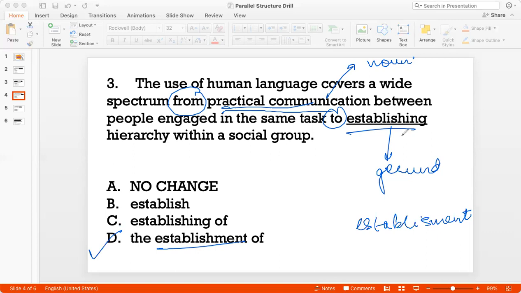Now, as I said, establishing and establishing of, none of these make sense because they do not have a noun. They have a gerund, which is a verb converted into a noun. And what about B? If I read with B, then it says it covers a wide spectrum from practical communication between people engaged in the same task to establish hierarchy. So this is just a plain verb, and it does not convey the meaning because it is not parallel to the noun communication. So B is also incorrect. The right answer is option D.